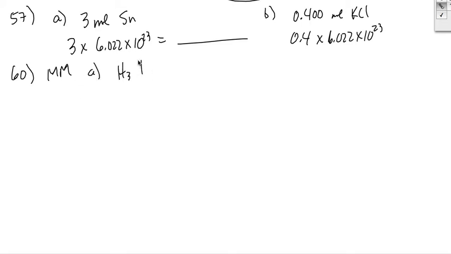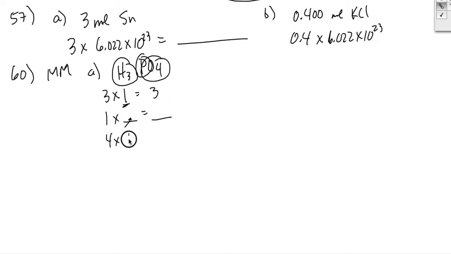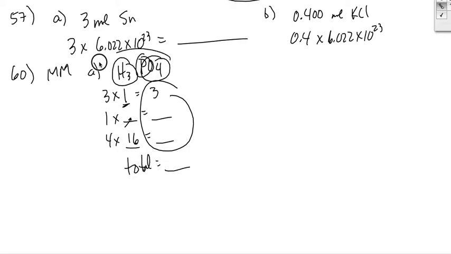So if we have H3PO4, you've got 3 hydrogens in this, so you take 3 times 1, which is the molar mass of hydrogen. You have 1 phosphorus, 1 times the molar mass of phosphorus. I'm not sure what that is, so you're going to look up the molar mass of phosphorus. Look at that number. 4 oxygens, 4 times 16. I know the molar mass of oxygen. You get that number, and then you add all of these up, and you get the total. And that is going to be your molar mass for this particular compound. That's phosphoric acid.